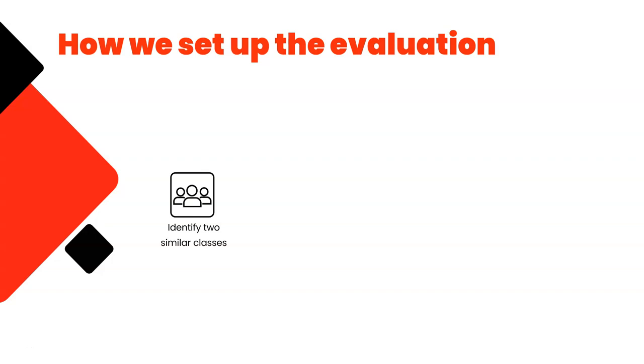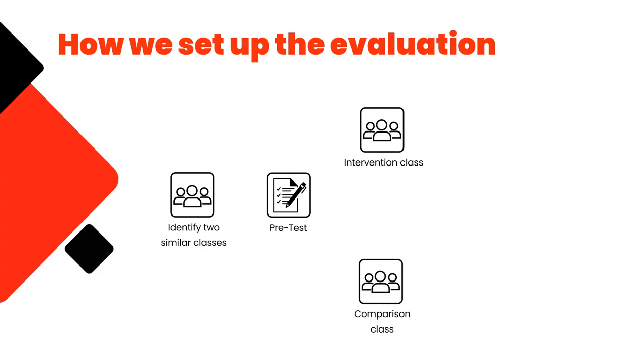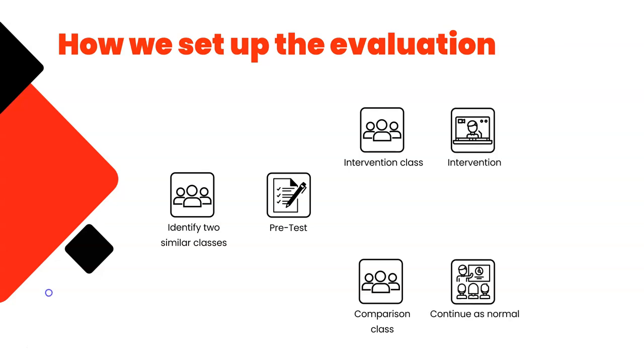The first thing we ask you to do is identify two similar ability classes. You'll complete the pre-assessment task with both classes. You'll input the data into the What Worked Teachers platform, and then it will randomly allocate these to the intervention and the comparison class. The intervention will use the strategy for the duration of the trial. The comparison will continue as business as usual.